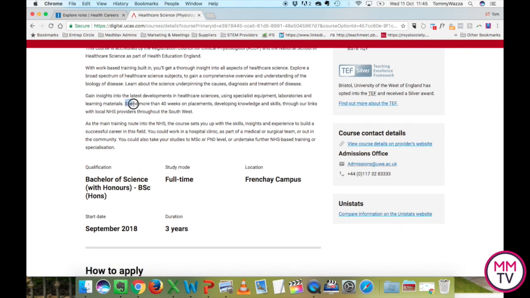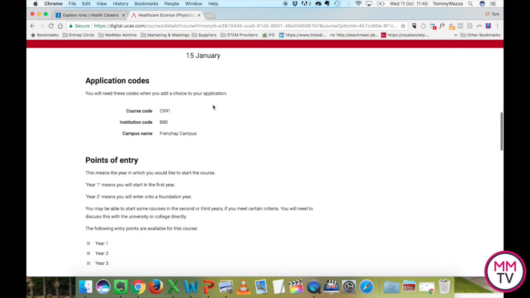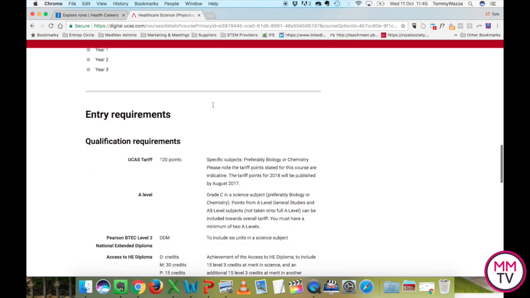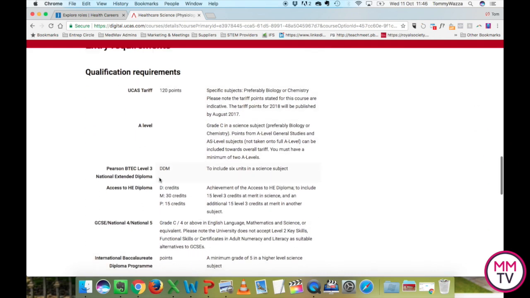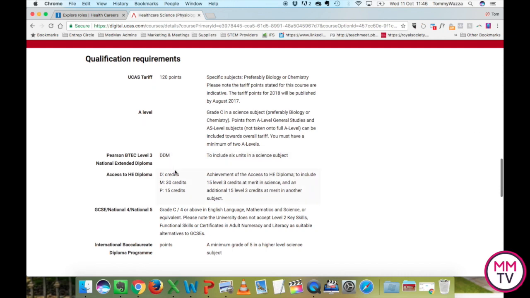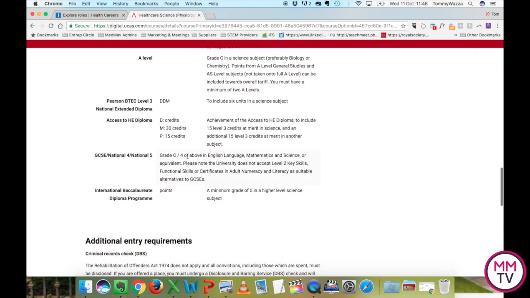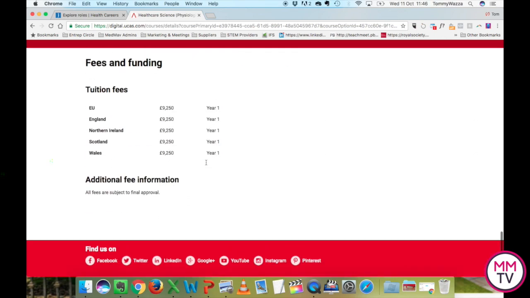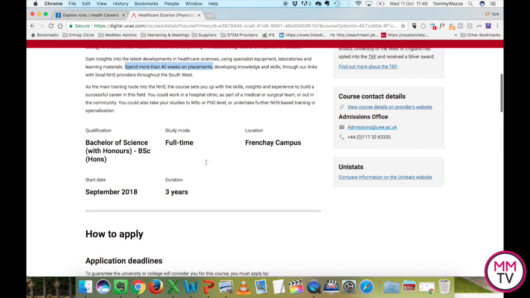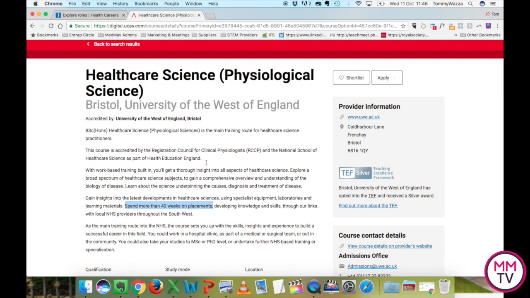You spend more than 40 weeks on placement. That's just under half your time at university is going to be spent in a hospital learning the job. Okay. Let's have a look. Points of entry. Entry requirements 120 points on this one. BTEC level, distinction, merit, GCSEs levels 4 and above, that's excellent, okay, gives you an idea of everything that you need to do on there, okay.